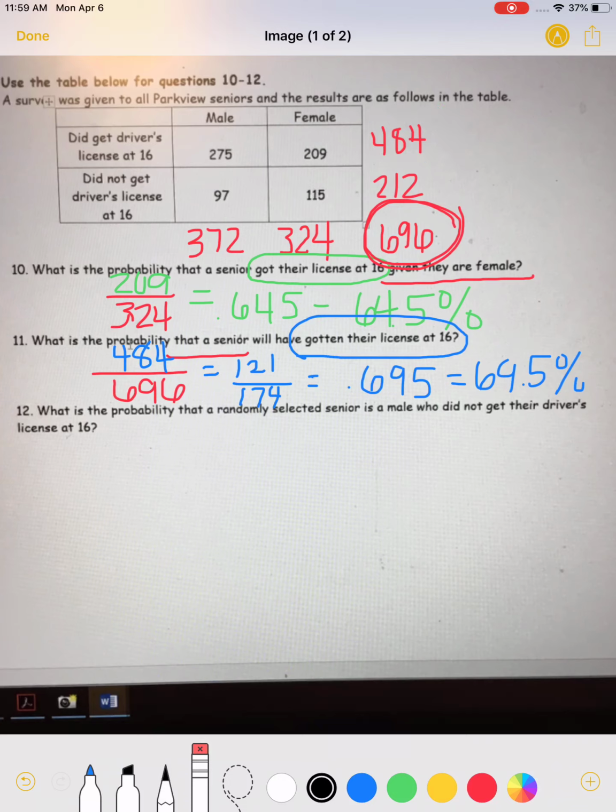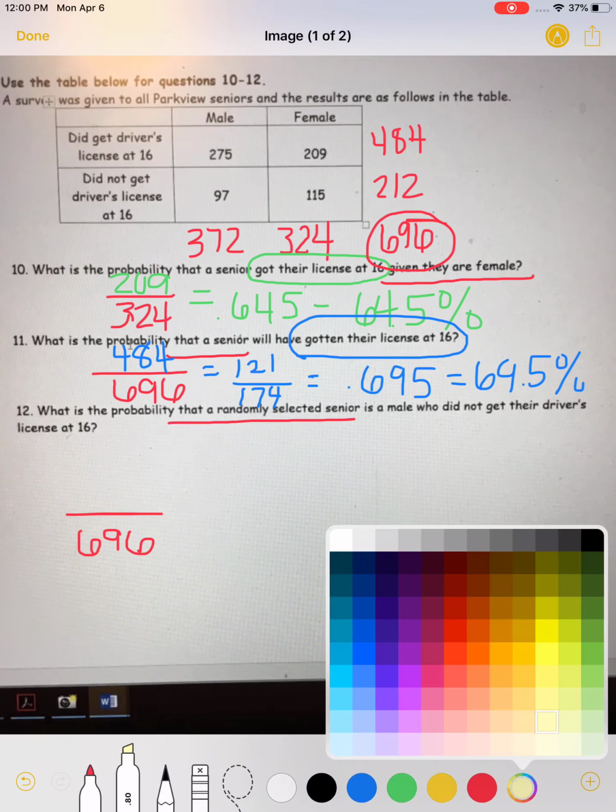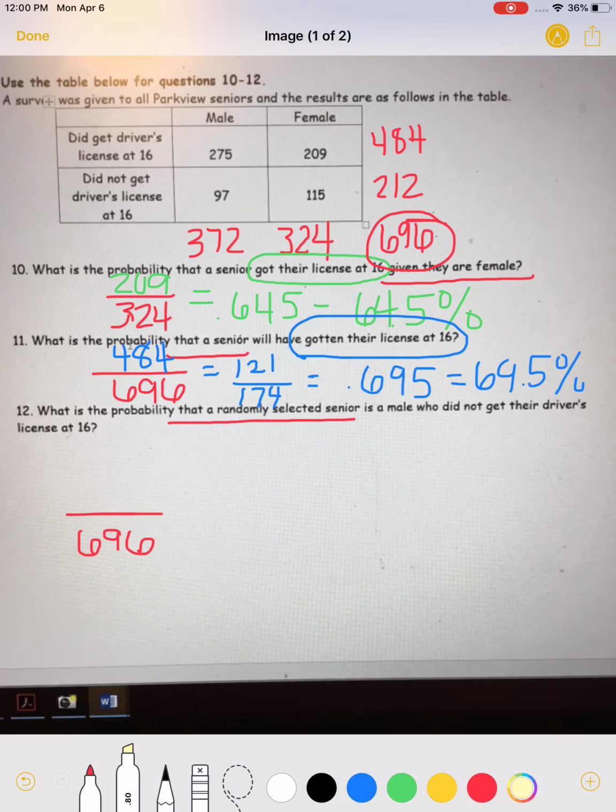Erase those marks. All right. So 12. What's the probability that a randomly selected senior is a male who did not get their driver's license at 16? Okay. So what is the probability that a randomly selected senior, so any randomly selected senior who took the survey. So we're looking at the total. Our sample is every single kid or senior who took the survey. So out of those 696 kids, how many were males who did not get their driver's license at 16?